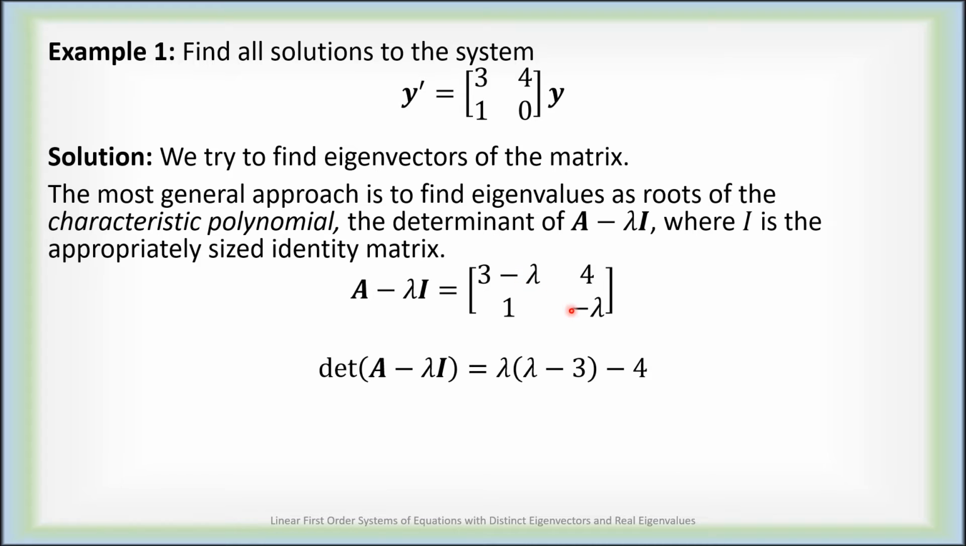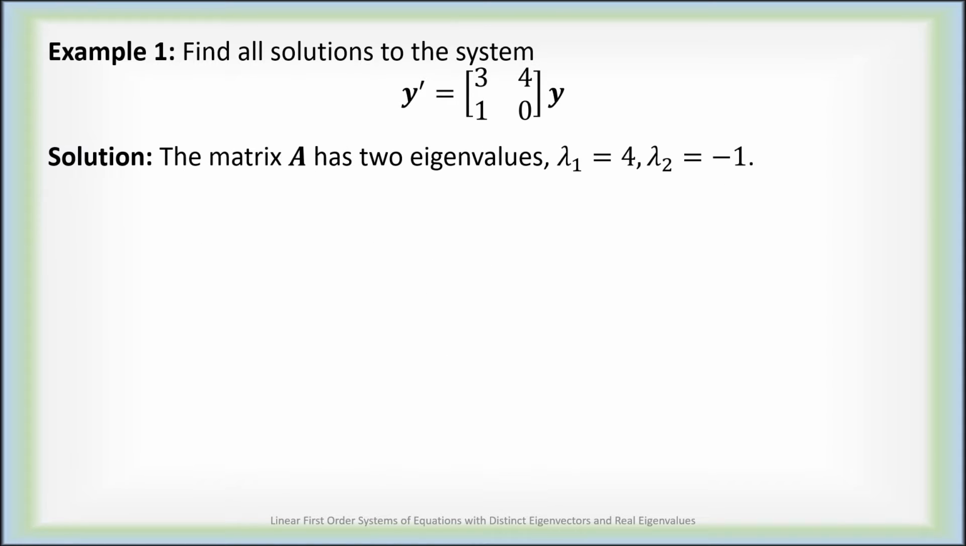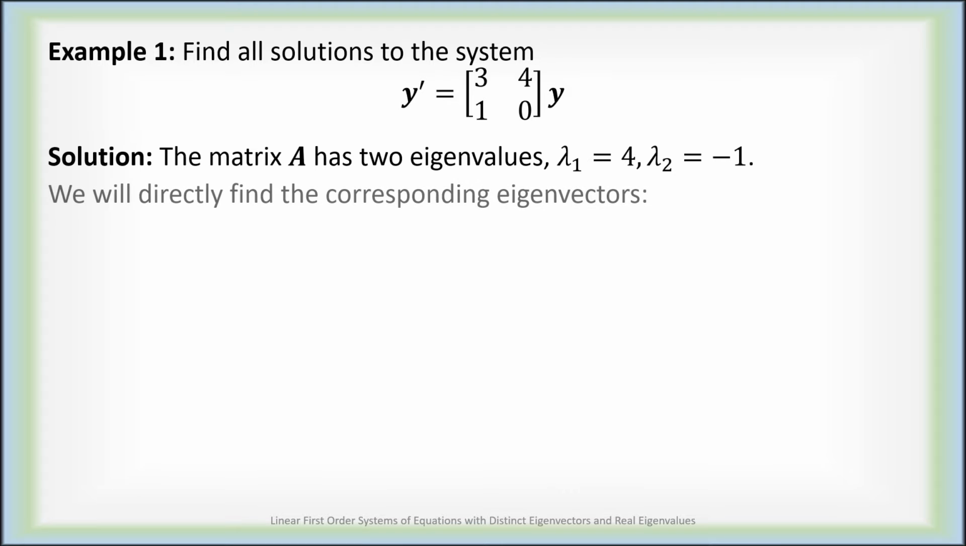Now this diagonal, if I just take this minus sign and distribute it in here, it makes it look a little nicer. So we get lambda times lambda minus 3 minus 4. That distributes as lambda squared minus 3 lambda minus 4, which itself factors as lambda minus 4 times lambda plus 1. So there are, in fact, two eigenvalues, 4 and negative 1. We have two eigenvalues for the matrix of this equation, 4 and negative 1. What we need to do is find an eigenvector for each one.